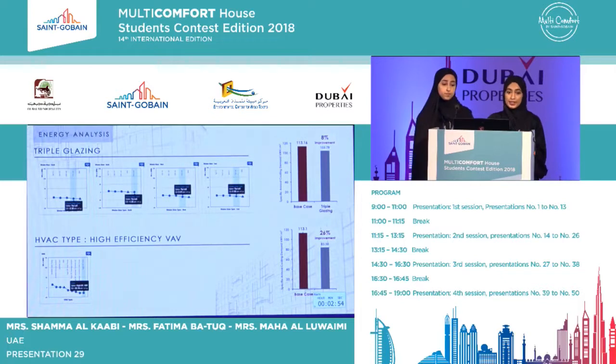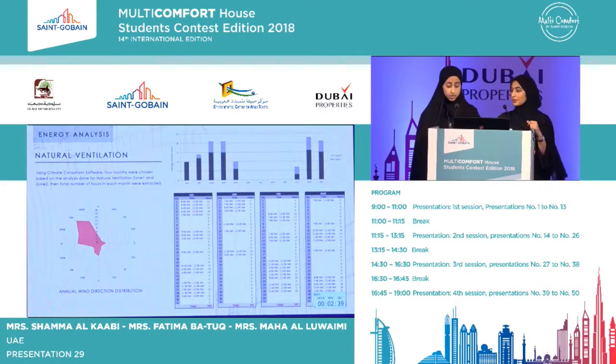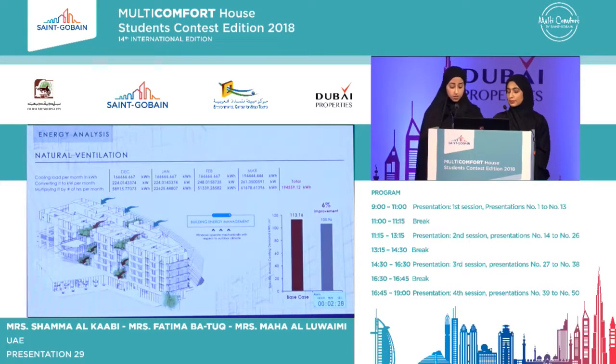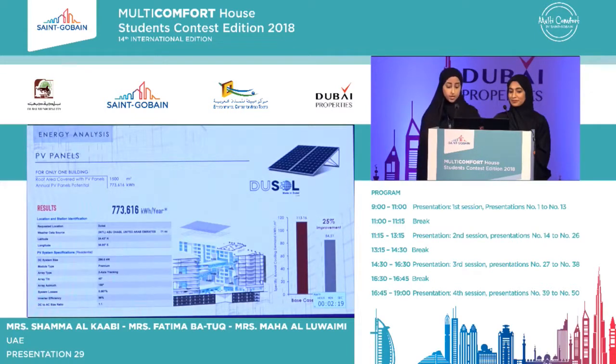For the triple glazing that we use, it achieved 88% improvement, and for the HVAC system, the high efficiency one compared to the conventional one had a 26% improvement. The next strategy is natural ventilation. Based on our analysis, we chose 4 months for natural ventilation. Then accordingly, we calculated the suitable number of hours. This showed an improvement of 6% on the cooling demand, keeping in mind that windows will operate mechanically with respect to outdoor climate. Next is PV panels.